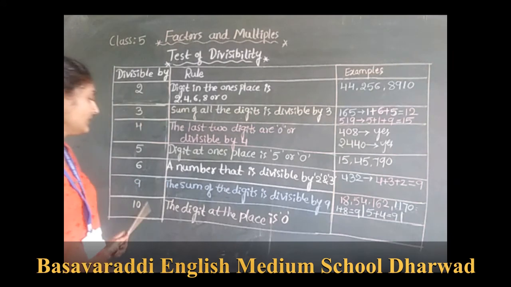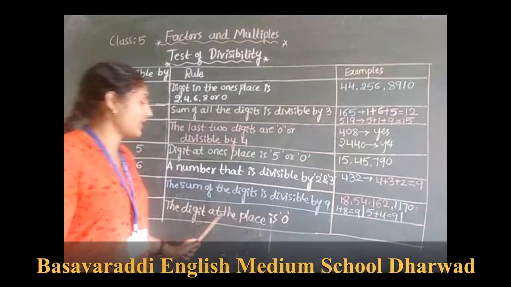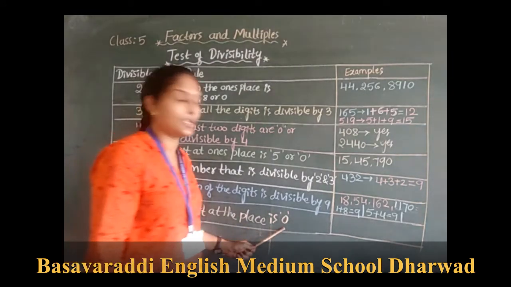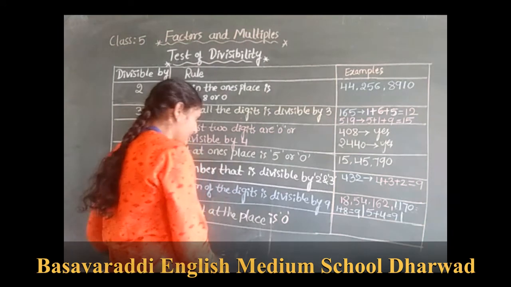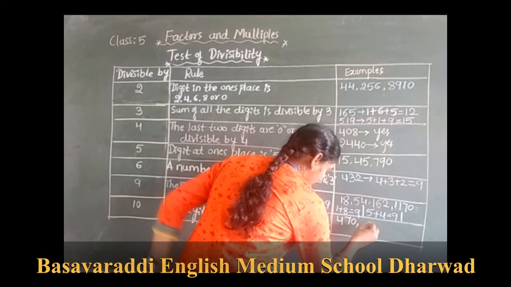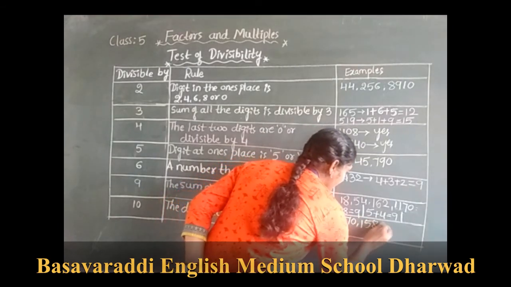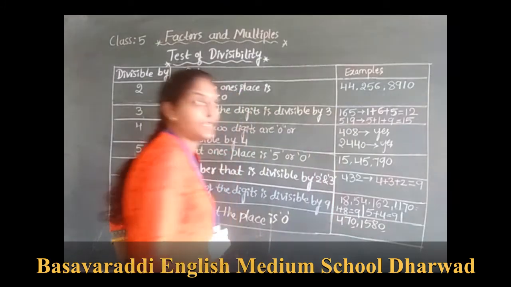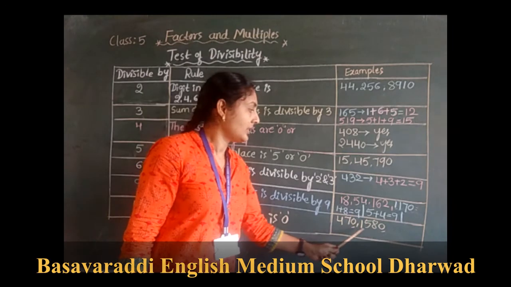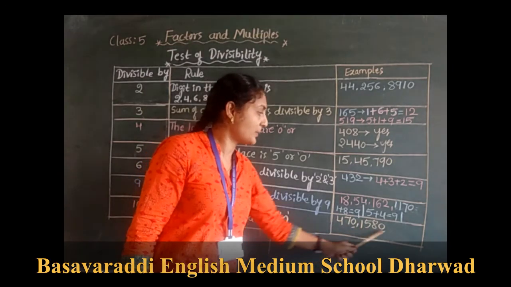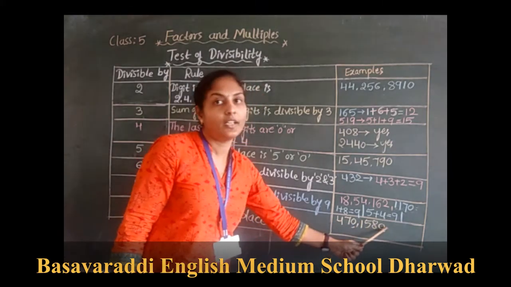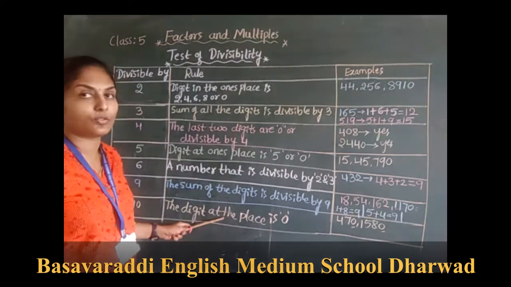What about the tenth rule then? Divisible by 10: the digit at the ones place is 0. For example, 470 and 1580. In the ones place there is a 0. So the whole number, look here, 470 and 1580, in the ones place there is a 0 there. So these two numbers are divisible by 10.